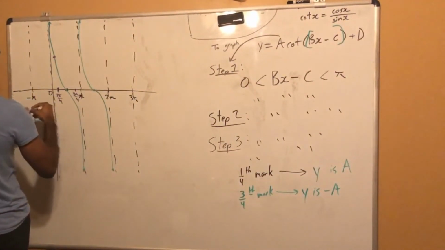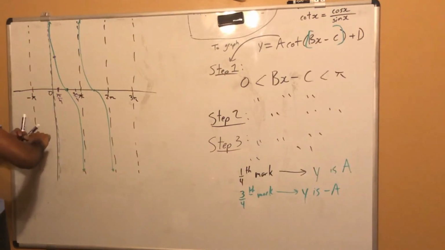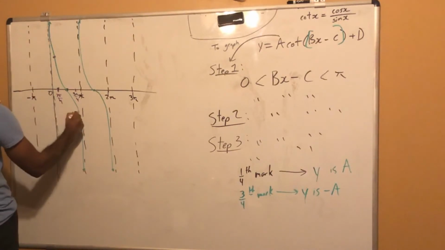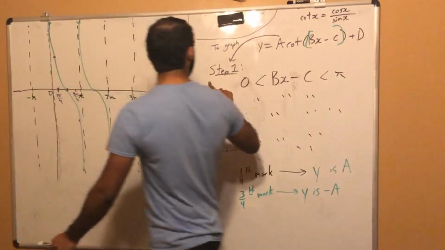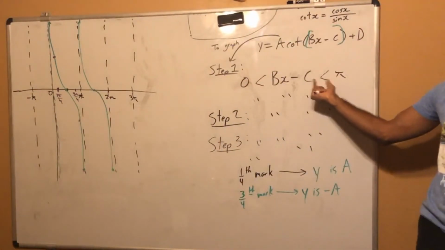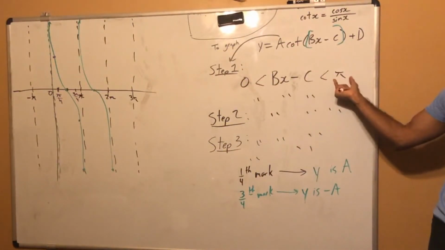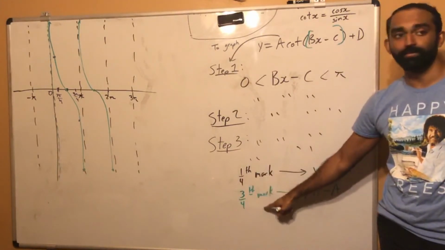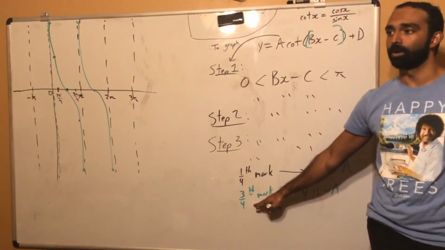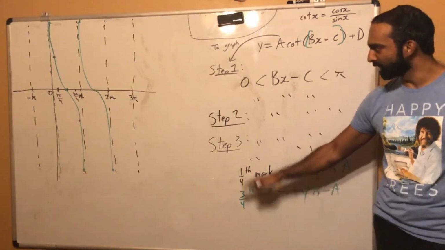So guys, note the difference when you're solving these. For cotangent, you've got new parameters: new bounds, a new lower bound, a new upper bound, and also different significances for the 1/4 and 3/4 marks respectively. Okay, so keep this in mind.